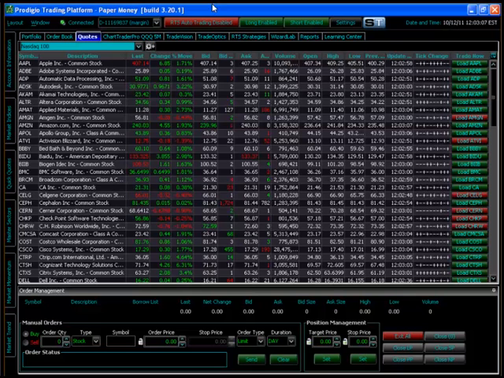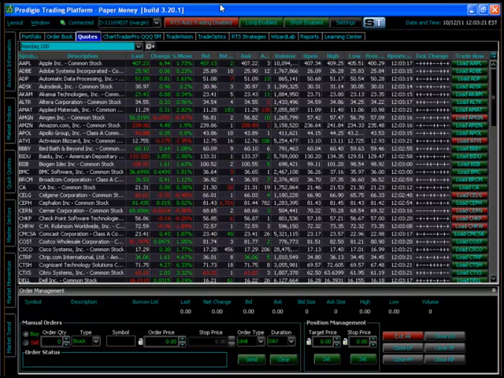I want to start by talking about Wizard Lab, because Wizard Lab is really the heart and soul of what this platform is capable of doing. Everything in Prodigio is driven by a server-side architecture, and the advantage that gives you is that when you run robotic trading or robotic scanning using a server-side infrastructure, you take a middleman out of the equation.